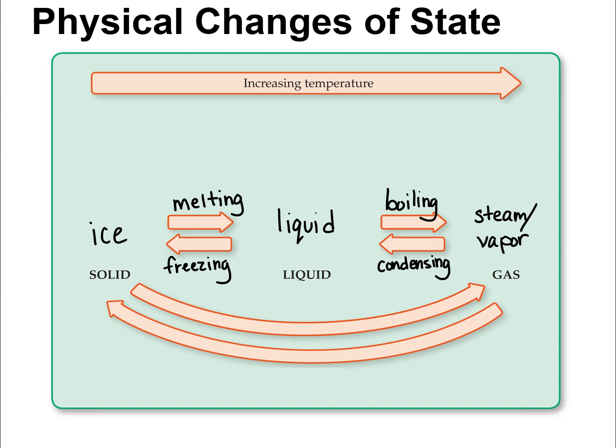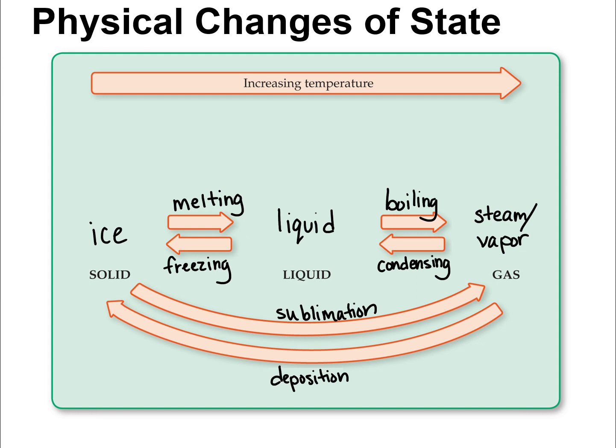Now there's two more words that we need to add here. And that's going from a gas to a solid and from a solid to a gas. These you may not be familiar with. To go from a solid to a gas directly without having a liquid form, that's the other one. So deposition is going from a gas to a solid. Sublimation is going from a solid to a gas.